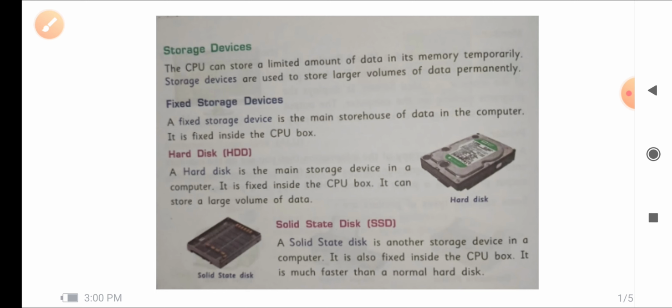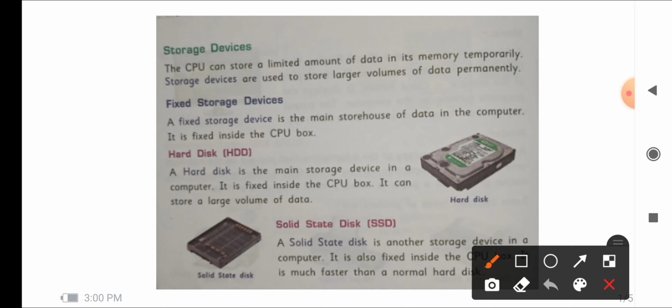But when we use some storage devices, they can store a large amount of data, and that data is stored permanently. Anytime you can use that data, and it is permanent in the storage device. So the storage devices are divided into two groups. The first one is fixed storage devices.